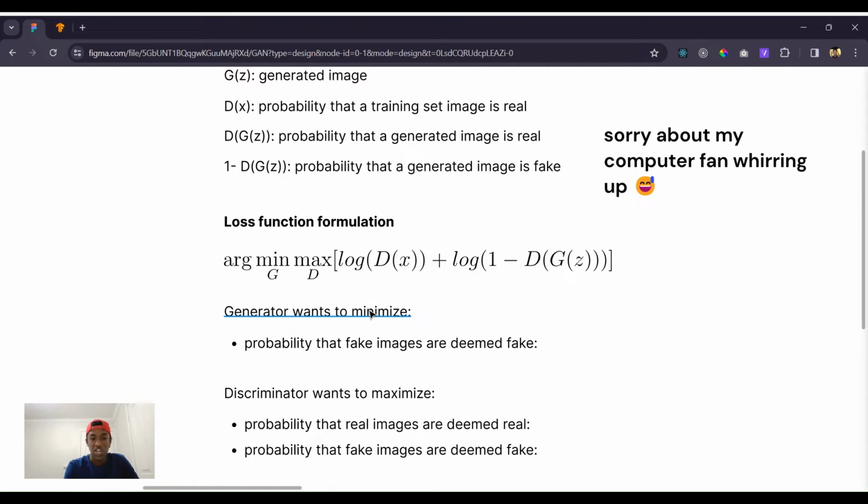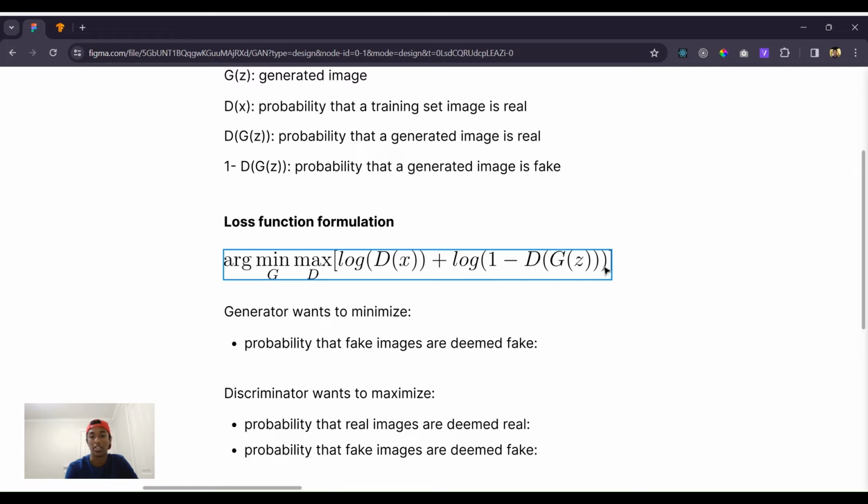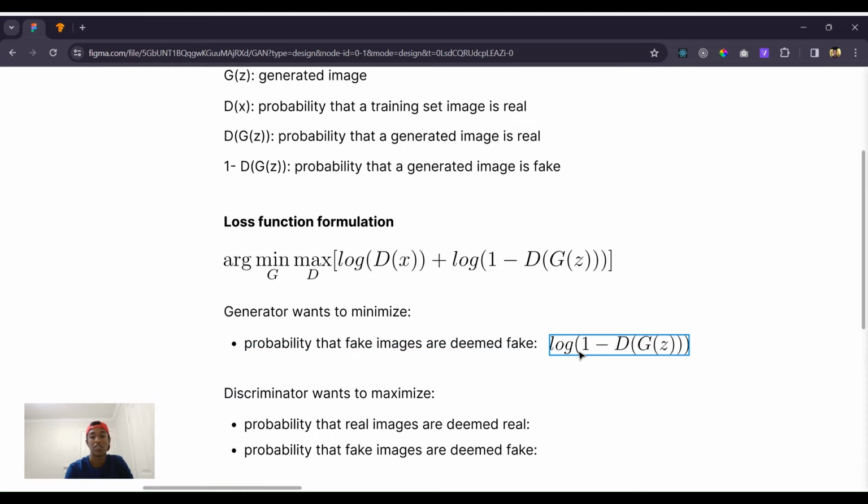So let's go through these dot points one by one so we can understand what this loss function actually means. The generator wants to minimize the probability that fake images are deemed fake by the discriminator. So that's this component right here. This log of 1 minus D of G of Z is the probability that fake images are deemed fake. And the generator wants to minimize that. So the generator wants to minimize this value. And if you need to take a second to pause and think through how that makes sense, I would highly recommend doing that. That's the best way to understand this.